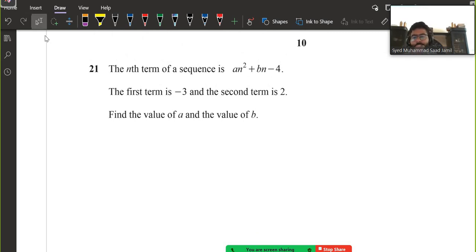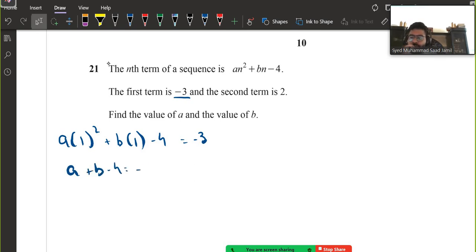Moving on to the next question, it says the nth term of a sequence is an squared plus bn minus 4. The first term is minus 3 and the second term is 2. Find the value of a and b. Okay. It says that the first term is minus 3, basically it's saying that when n is 1, so in place of n I will write a 1 squared plus b 1 minus 4. The result is negative 3. So this becomes a plus b minus 4 is equals to negative 3. A plus b is equals to negative 3 positive 4. A plus b is equals to positive 1.